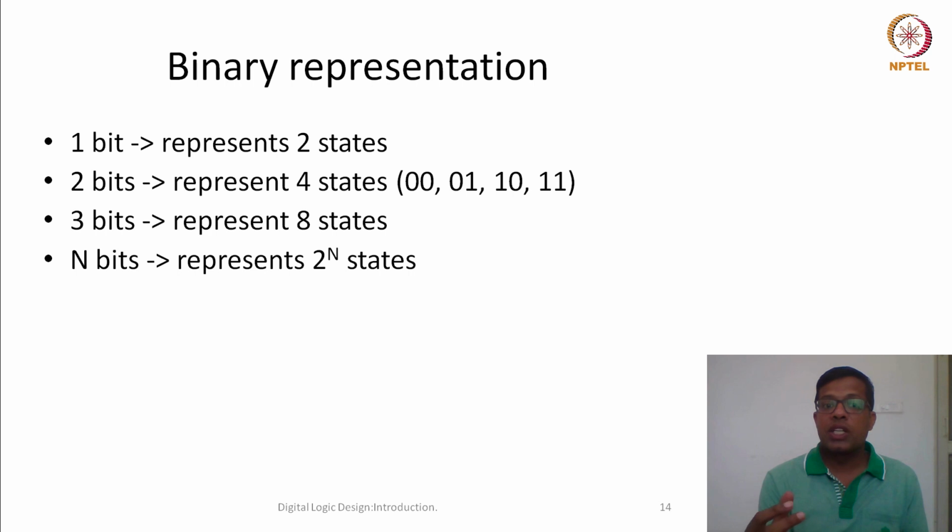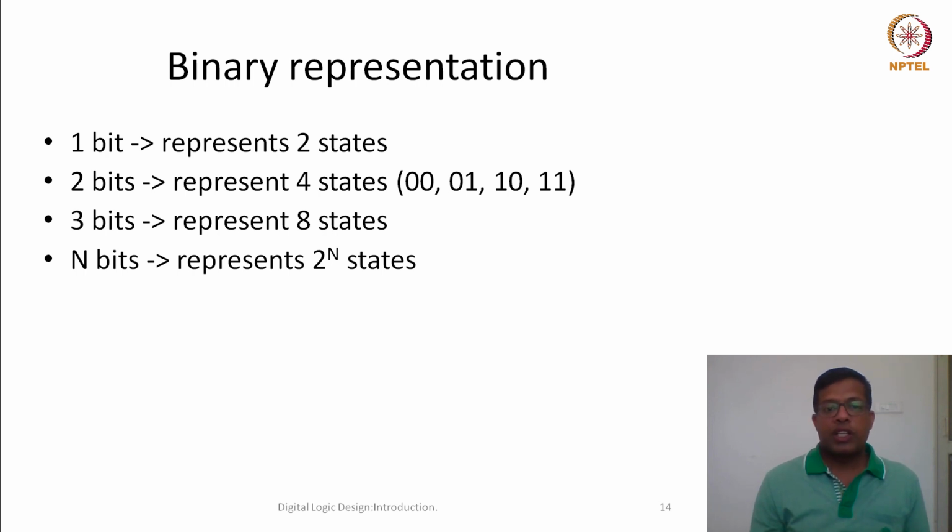That means if you want to know how many possible values are possible using 3 bits, it would be 2 to the power 3, because at any position there could be 0 or 1. There are 3 such positions, so 2 to the power 3 would be the total number of possibilities for a 3-bit combination. Similarly, if the group has n bits, then those n bits can represent 2 to the power n states. This is pretty straightforward.